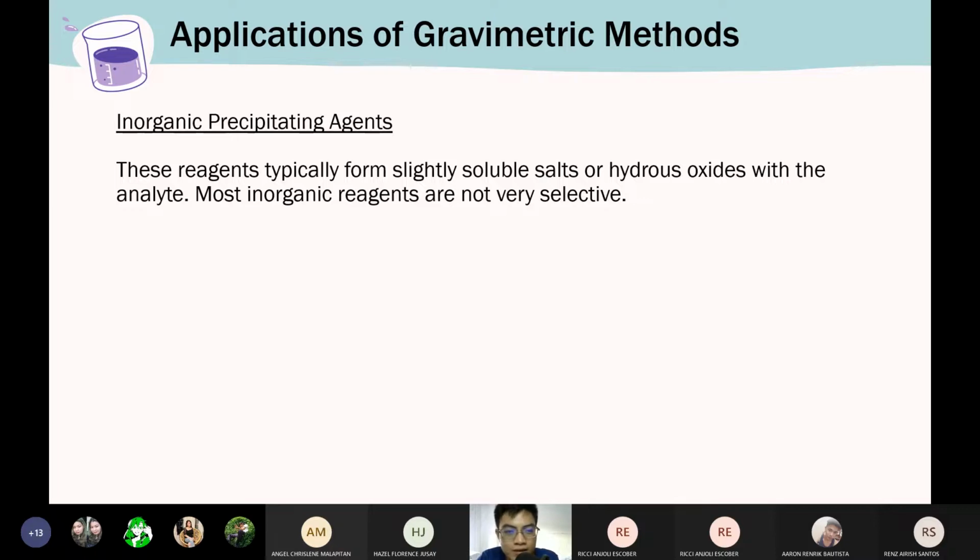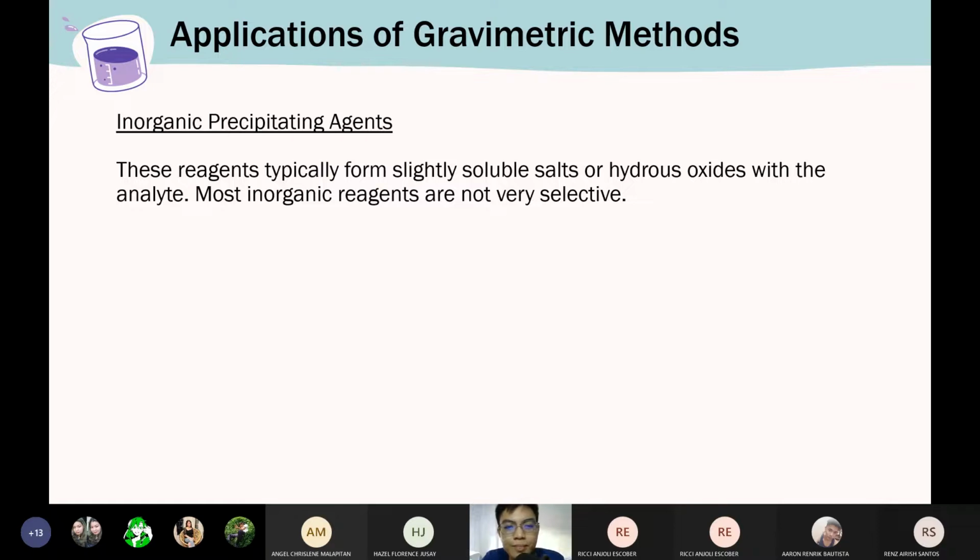So, what are our precipitating agents? So again, precipitating agents cause your compounds to be in its solid form, no? And commonly, the precipitates are hydrous oxides of your analyte. For example, iron hydroxide, no? So that's a precipitate. Okay, aluminum hydroxide, magnesium hydroxide. So those are the precipitates, no? And you can dry them to convert it into their oxide form.